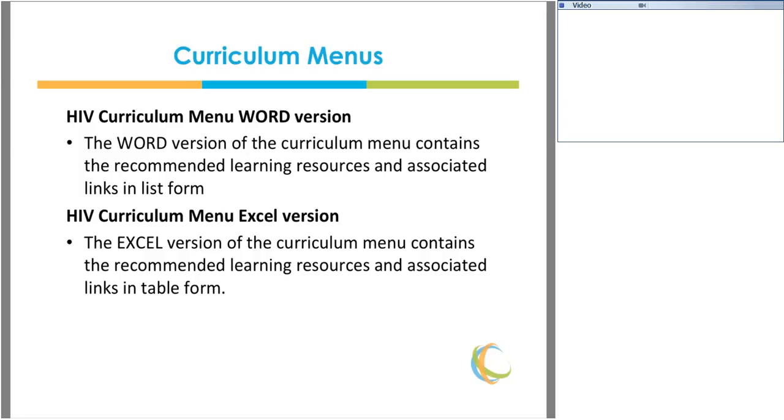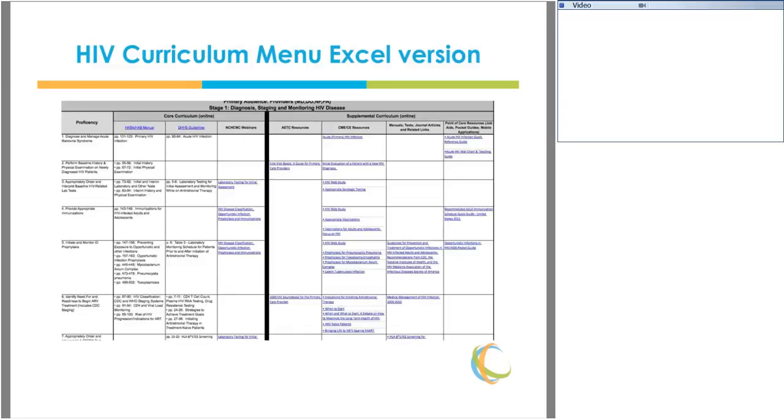The second way is the Microsoft Excel version, which is on this slide right here. And we've provided two different ways just because people learn in different ways and can visualize material differently. It also contains the same recommended learning resources and associated links that we have in the Word version, but this is just in table format. This slide illustrates the layout of the curriculum menus in Excel.